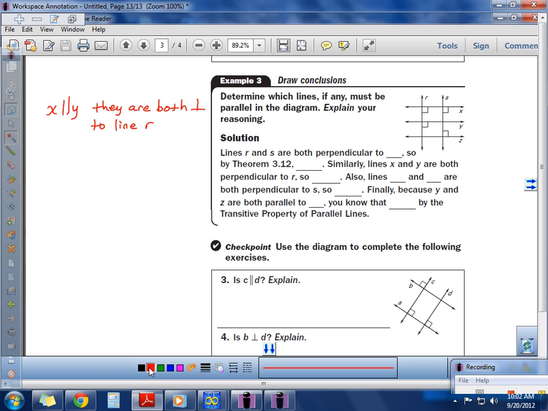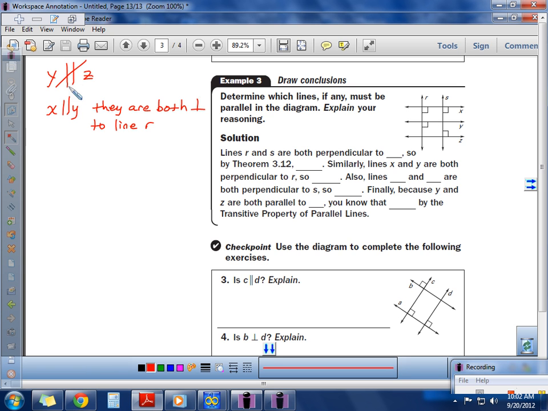Y and Z. So they're perpendicular to the same line. Which line are they both perpendicular to? Yeah, it doesn't work for Y and Z. They're not perpendicular to the same line. Y is perpendicular to R, Z is perpendicular to S. So no, we can't say Y and Z are parallel. I'm going to write it up here. Y is not parallel to Z. They're not perpendicular to the same line.